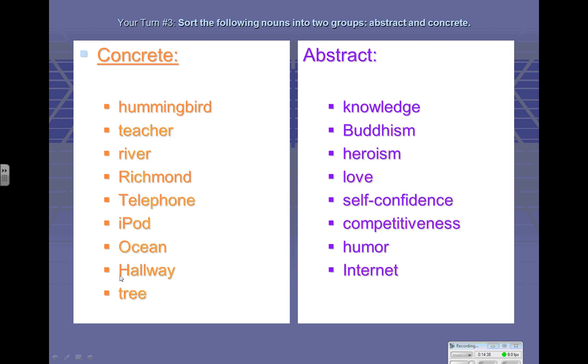One question that people frequently get tripped up on is Richmond. Richmond is concrete because you can physically go to Richmond. It is a physical place.